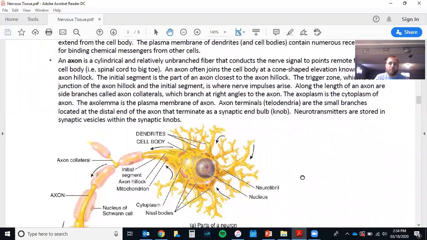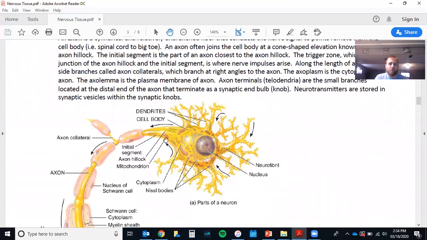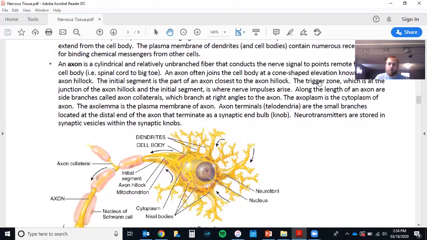An axon often joins the cell body at a cone-shaped elevation called an axon hillock. Located in there is what we call its initial segment, which is the part closest to the axon hillock. Not shown here would also be what's called a trigger zone, the junction of the axon hillock and the initial segment where nerve impulses arise. So it's exactly what it sounds like, where an action potential is triggered, and then from there it's just going to spread all the way down the axon to the very end.